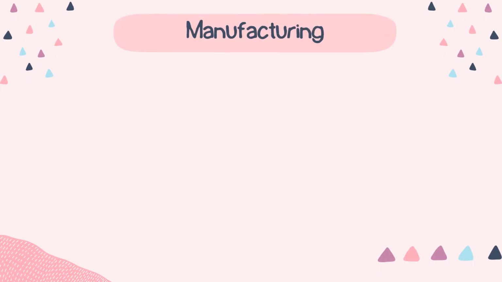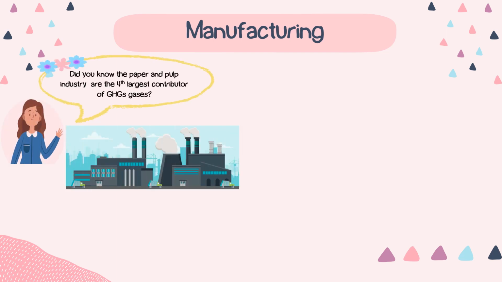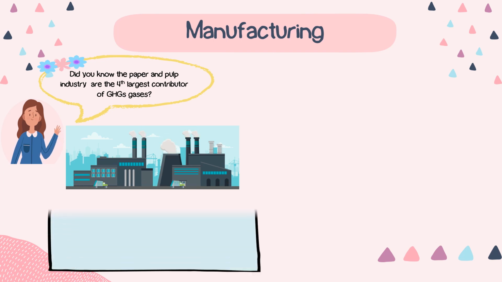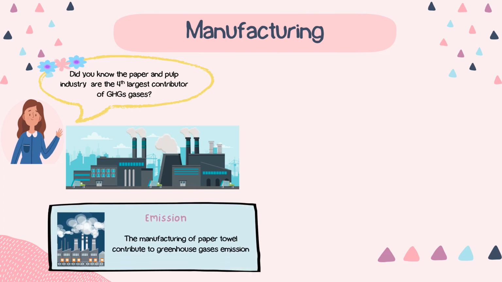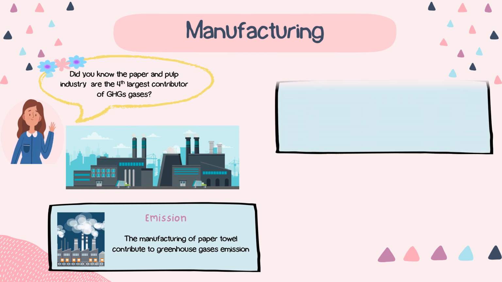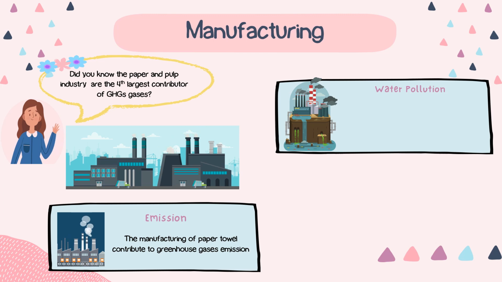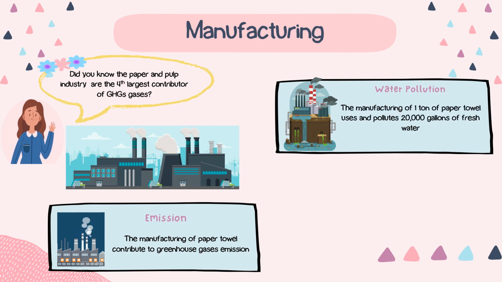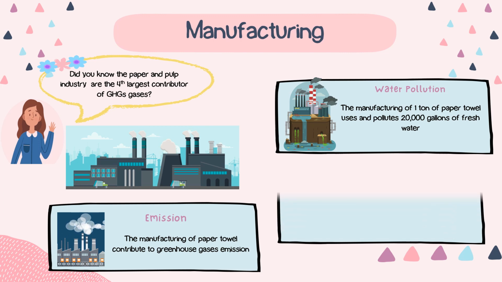Next, we will see the negative impact from paper towel manufacturing. Did you know the paper and pulp industry is the fourth largest contributor of greenhouse gas emissions? The manufacturing of paper towel contributes to greenhouse gas emissions. It also contributes to water pollution. For example, manufacturing 1 ton of paper towel uses and pollutes 20,000 gallons of fresh water.